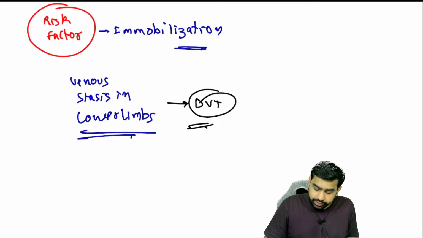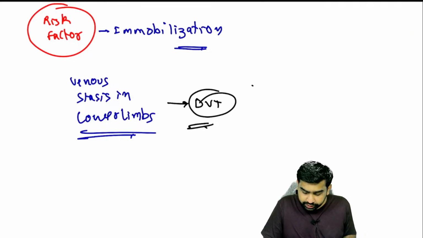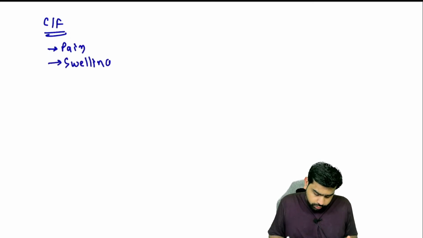Deep venous thrombosis. Now, whenever there's a patient who has a DVT, what are the clinical features? The clinical features are that the patient has pain and swelling of the lower leg.